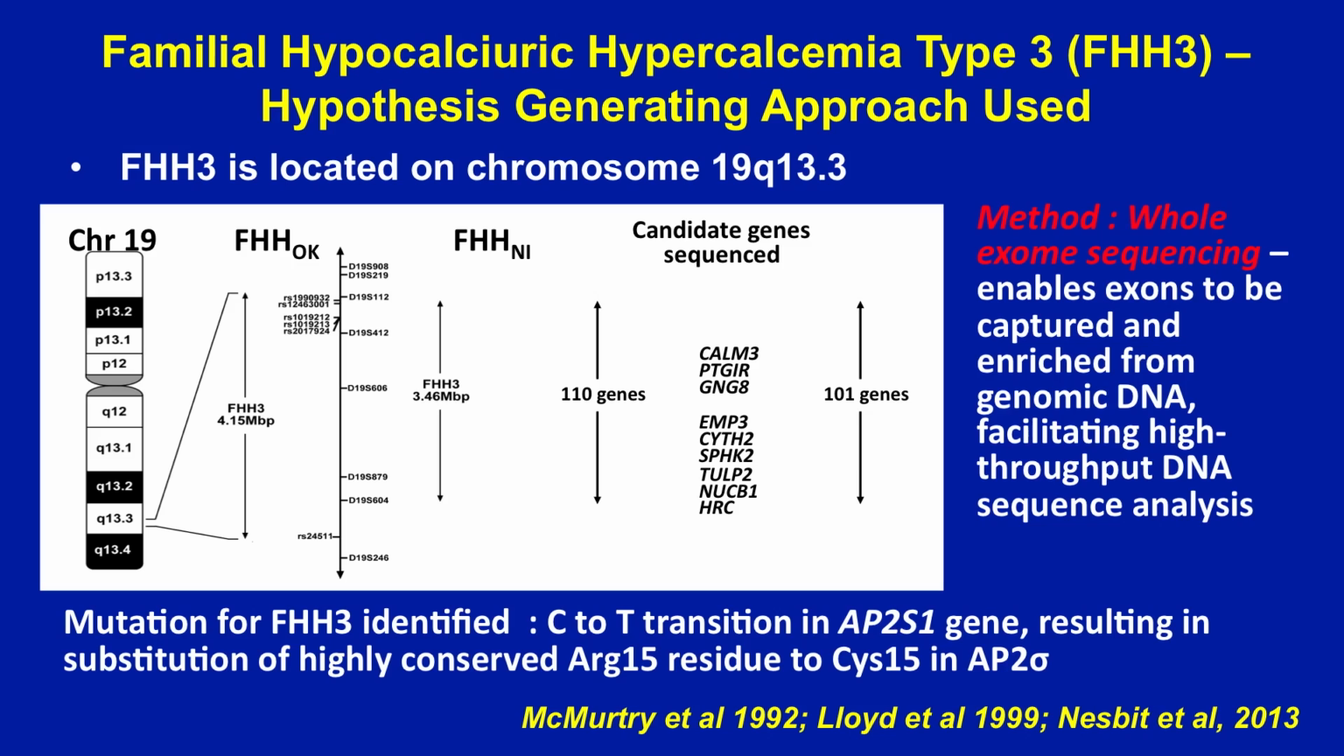Well, fortunately, a new method came along, and you've already heard some excellent examples from the previous 2 speakers about whole exome sequencing. And this is a method, it's brilliant. It enables exons to be captured and enriched from genomic DNA and facilitates high throughput screening. And we did that in this family, and we found a mutation in both these families. So the initial reaction was, oh, it could be a polymorphism. But it turned out not to be. It was a C to G transition in this gene called AP2S1, and it resulted in substitution of a highly conserved arginine residue at codon 15 into a cysteine in this protein called Adaptor protein 2 sigma subunit.